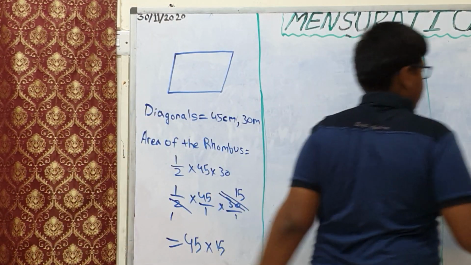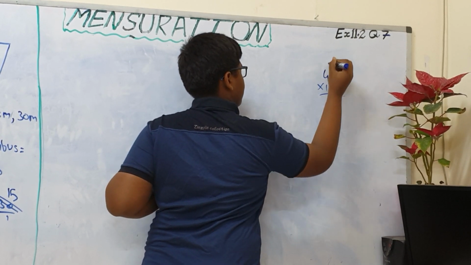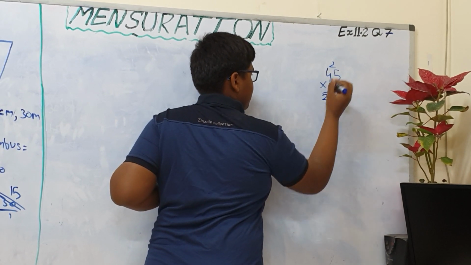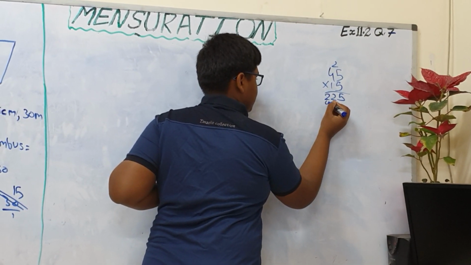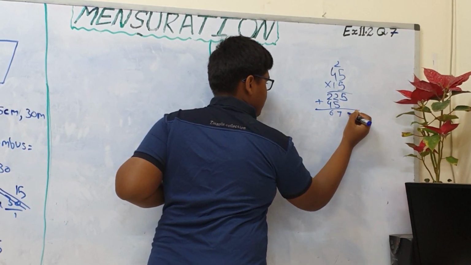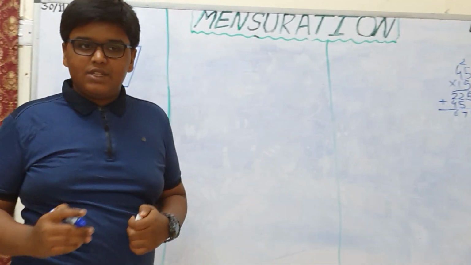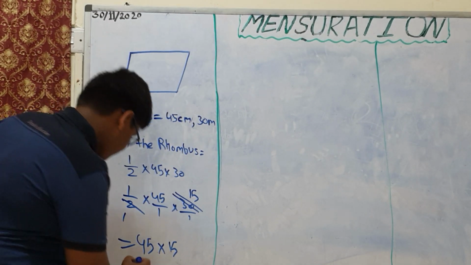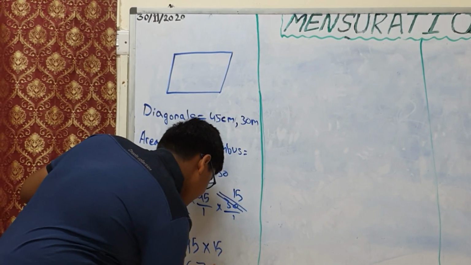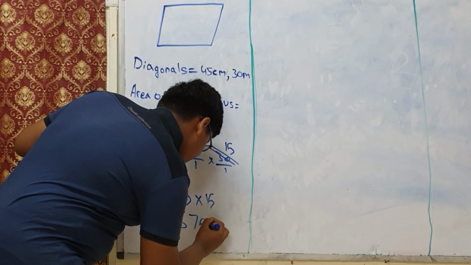Now let's do it here. 45 into 15. 5 fives are 25, 5 here, and 5 fours are 20 plus 2 is 22. 1 five is 5, then 1 four is 4 as itself. Then 675. Now what we have got, the answer is 675 centimeter square. It's centimeter square.